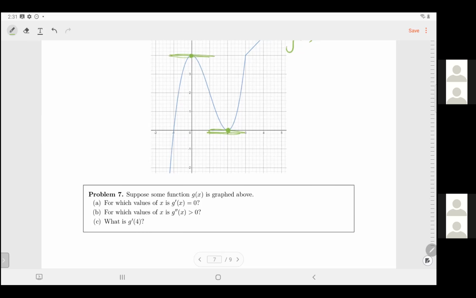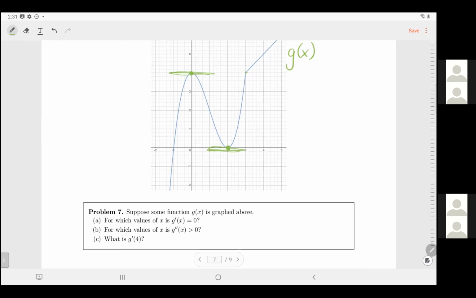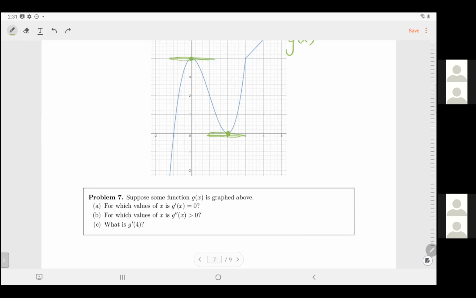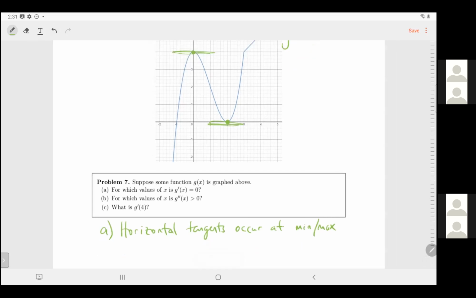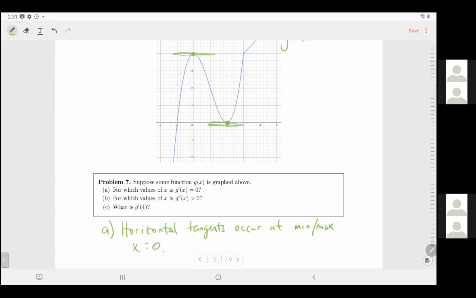So that's good. You might be interested in this point, but again, you can't really take a derivative at a little kink in the graph like that. So this will just be horizontal tangent lines. They occur at the min and the max, right? So the derivative is equal to 0 at the min and the max. So that's x equals 0, x equals 2. Okay.